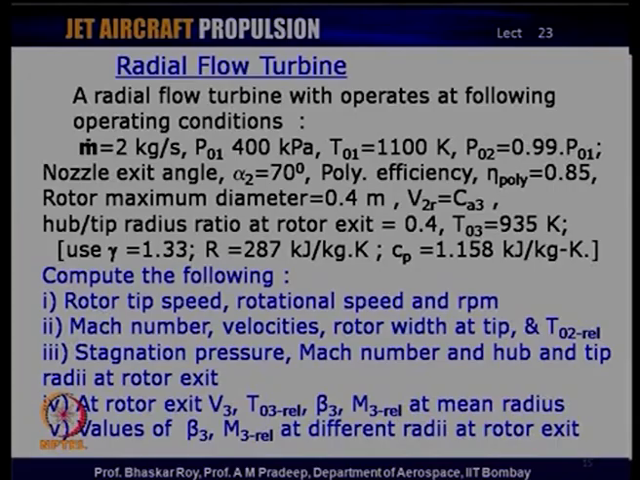the rotor width at the tip of the rotor, and T02 relative, the stagnation pressure, Mach number, hub and tip radii at rotor exit. At the rotor exit plane, the relative velocity V3, T03, relative flow angle beta 3, and the relative Mach number M3 at mean radius. Of course, they are all connected to each other. The values of beta 3, the relative flow angle, and M3 relative at different radii at rotor exit. Now, these are the answers that are expected out of this problem statement.